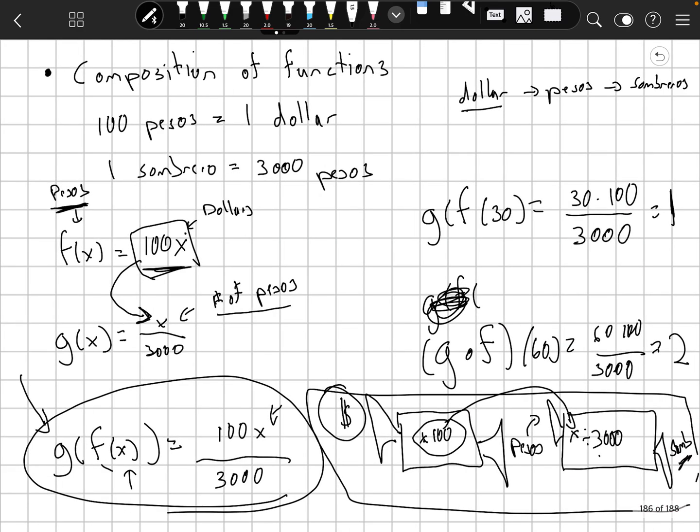All right, thanks for listening. I hope this helped you understand composition of functions a little bit better. Just remember, it's putting one function inside of another.